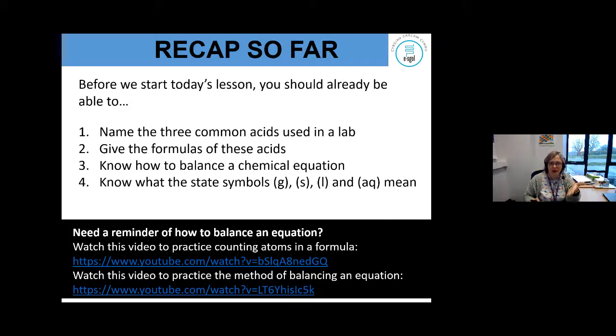That's the latter part of this PowerPoint, is that if you come across the state symbols g, s, l and aq, that you're comfortable with what they mean. So it's gaseous, so a gas, a solid, a liquid. And aqueous means dissolved in water, which goes across to what Mr. Black was referring to last week when he was doing the ionic structures and how they will dissolve in water and often do so. So that would be called aqueous.